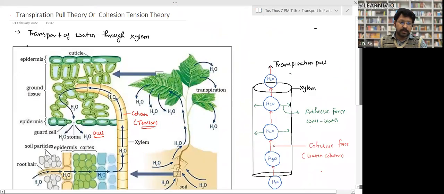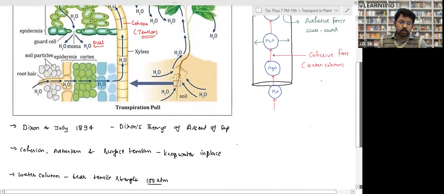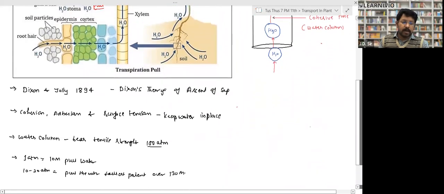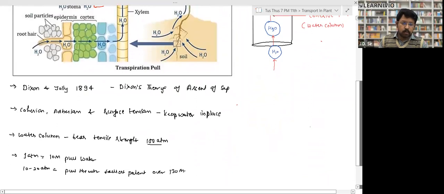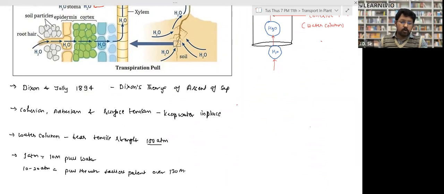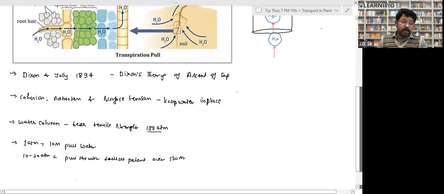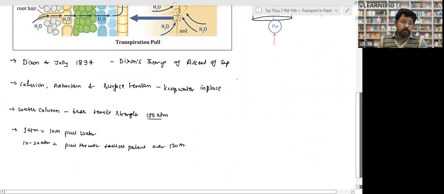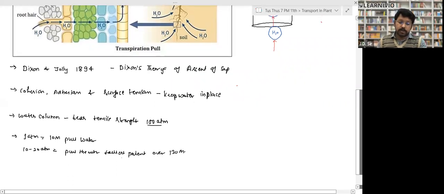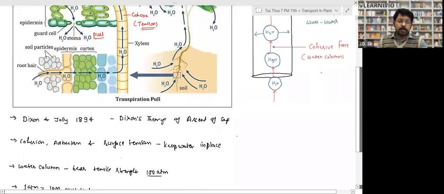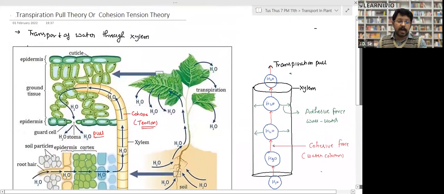This theory, the cohesion and tension theory, was given by Dixon and Joly in 1894, and this is also called the ascent of sap. Cohesion, adhesion, and surface tension keep the water in place. The water column can bear a tensile strength of up to 100 atmospheres. One atmosphere of pressure can pull the water up to 10 meters, and 10 to 20 atmospheres can pull the water up to 130 meters, which is sufficient to reach the top of the highest plant in the world.